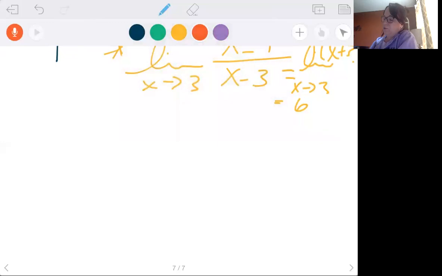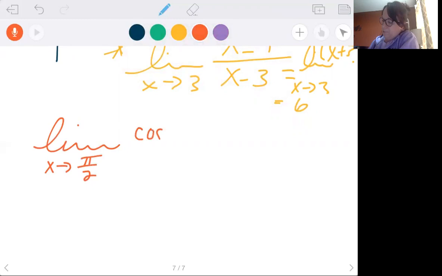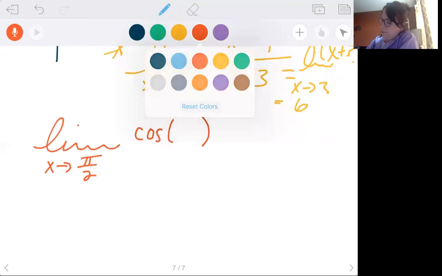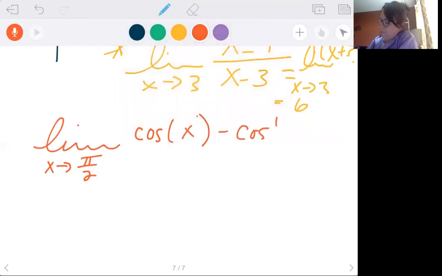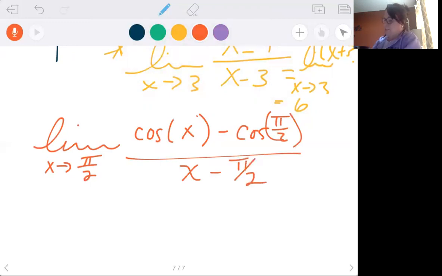I knew that you would go to L'Hopital's rule. So even if you saw like the limit as, let's say, x approaches pi over 2 of cosine x minus cosine pi over 2, over x minus pi halves, on a direct substitution, going to 0, I knew you would go to L'Hopital's, and you still should, to be honest. I just wanted to show you how theoretically it works as well.